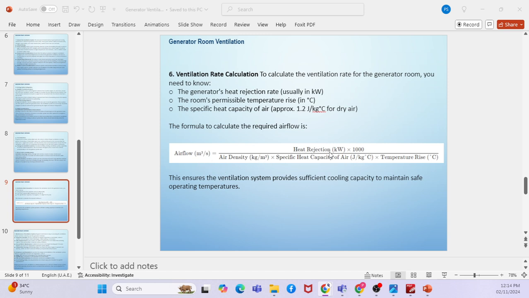So the heat rejection is given in the generator catalog, and air density we know, specific heat capacity we know, and the temperature rise we know, so that we can calculate the airflow rate.